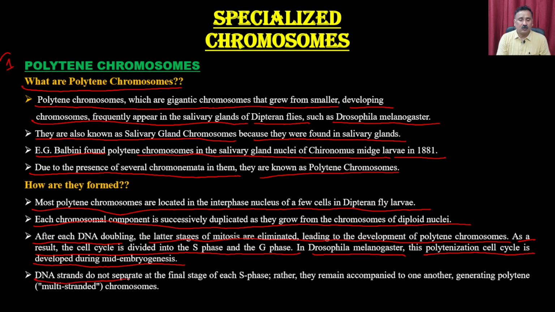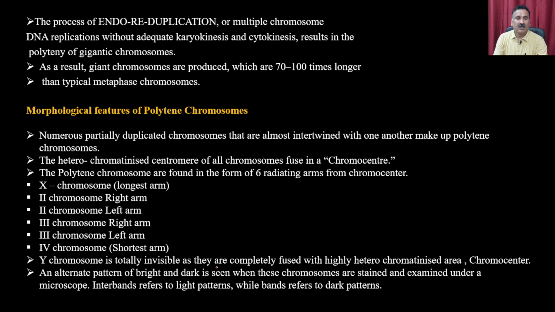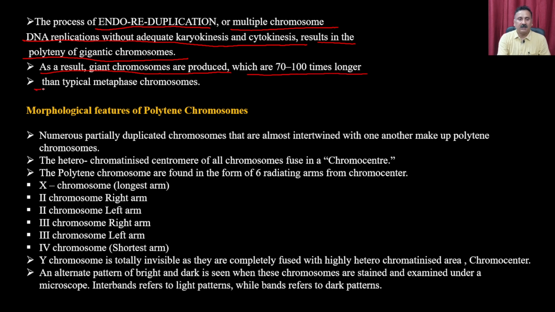DNA strands do not separate at the final stage of each S phase, rather they remain attached to one another, generating the polytene chromosomes. The process of endoduplication, or multiple chromosome DNA replication without adequate karyokinesis and cytokinesis, results in the polyteny of gigantic chromosomes. As a result, giant chromosomes are produced, which are 70 to 100 times longer than typical metaphase chromosomes.